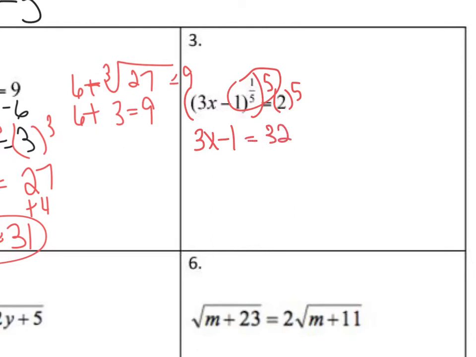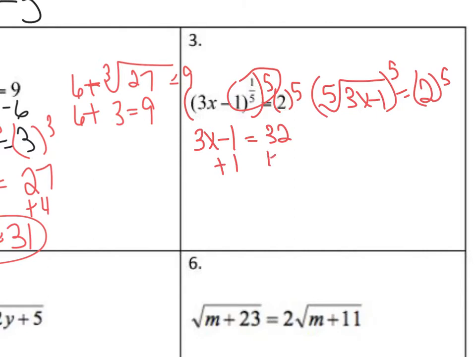The other way that you can think about it, if you don't like the fraction exponents, is you can rewrite it as a radical, where you would have the 5th root of 3x minus 1 equals 2. And then you're just going to take both sides to the 5th power, excuse me, and you'd end up with the same thing. 3x minus 1 equals 32. So I'm going to go ahead and finish this out. If I add 1 to both sides, 3x equals 33, x equals 11.